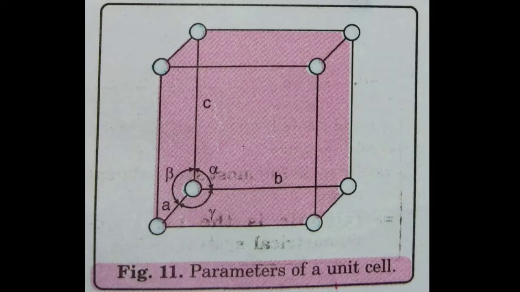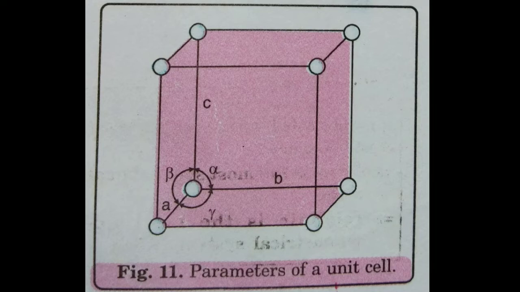Now let us see the parameters of a unit cell. A unit cell is characterized by its dimensions, which is the length along the three edges as A, B, and C. The edges may or may not be mutually perpendicular. The next one is angles alpha, beta, and gamma between the pair of edges.